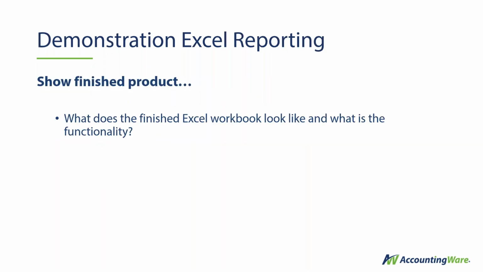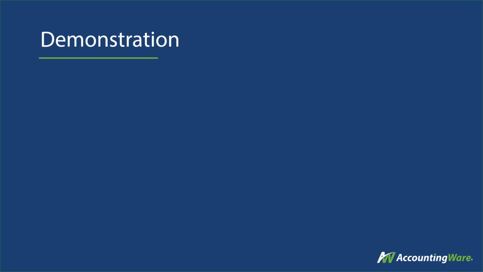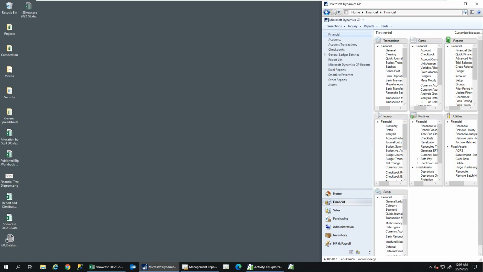Okay, so when I demonstrate the Excel reporting, what I like to do first is show the finished product. So we're going to show you a spreadsheet that's been built with ActiveReporter. We're going to show you what it looks like and what the functionality is. And then we're going to step back and show you how easy it is to build these financial workbooks with all the tools that ActiveReporter gives you. And with that, I'm going to put away the slide deck and we're going to get straight into the demonstration.